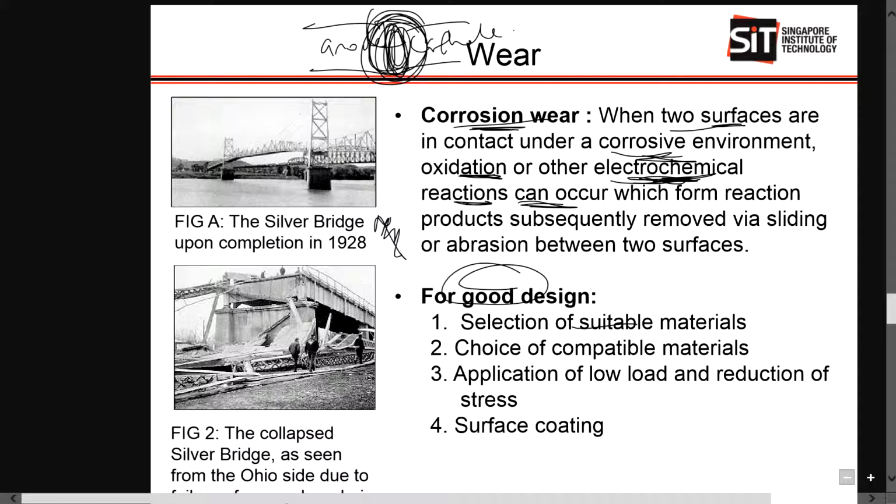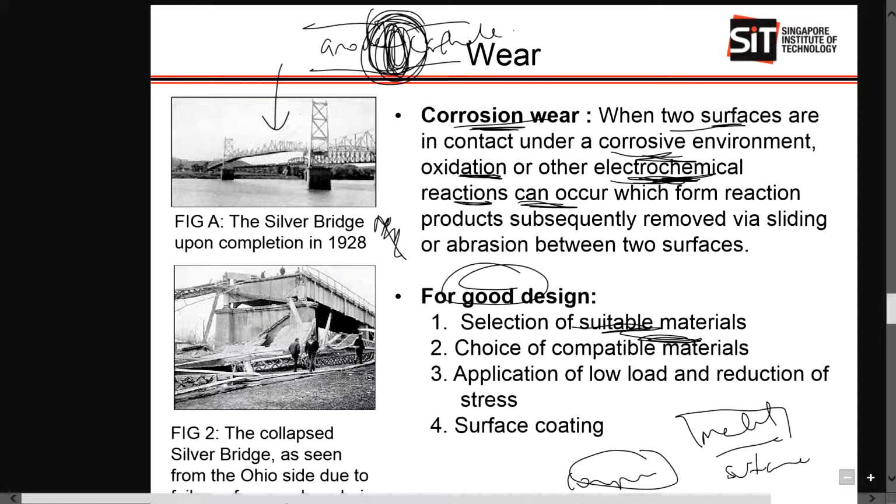For good design, selection of suitable materials. You need to know, let's say for this type of bridge, what are the normal considerations? Why do you choose composite over metal? Because composite is more resistant to corrosion. Metal is very easy to corrode, and if you use metal, you need to apply surface treatment and everything. Moreover, metal is heavy. Composite is lighter, but maybe you should say some bad things about composite also, like micro cracks you cannot see properly, so it's hard to maintain. You need to compare between them. So this is the corrosion wear type of thing.